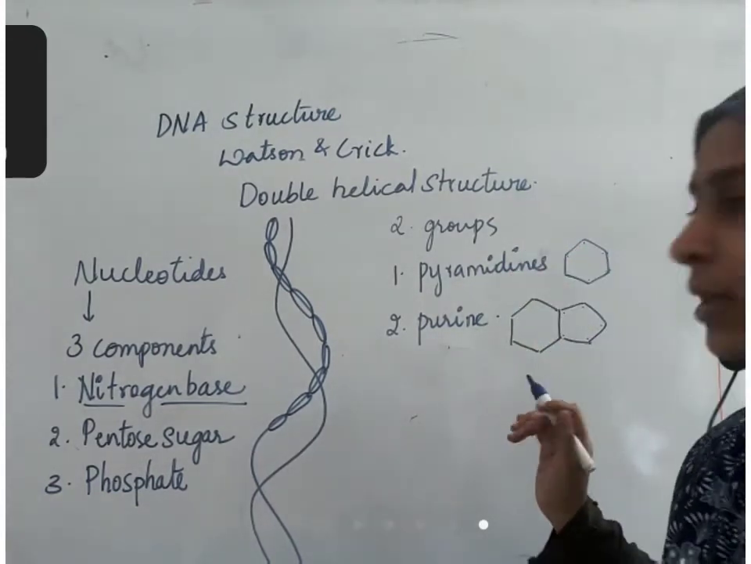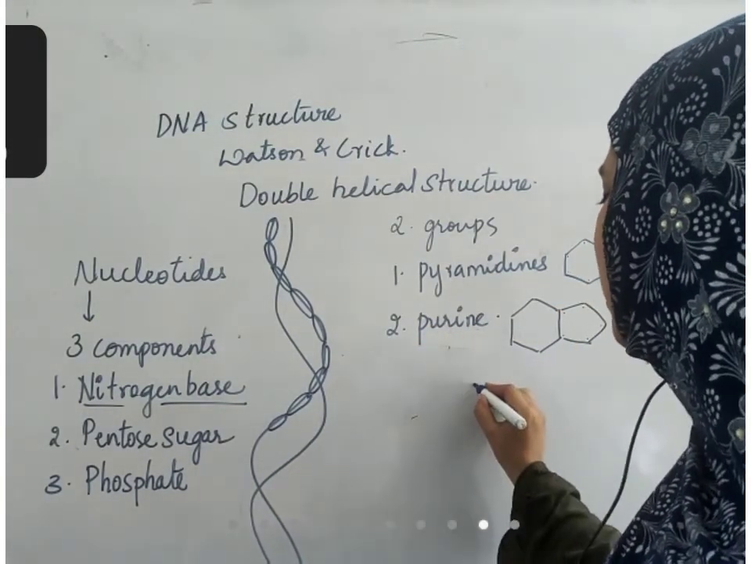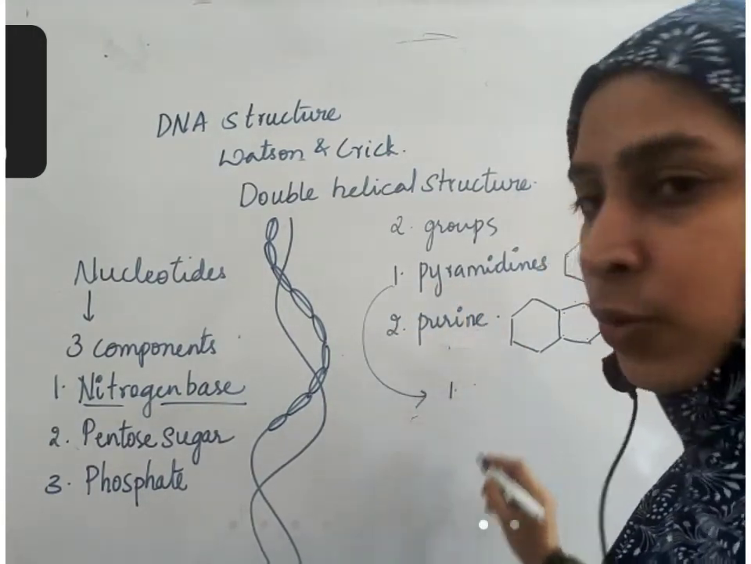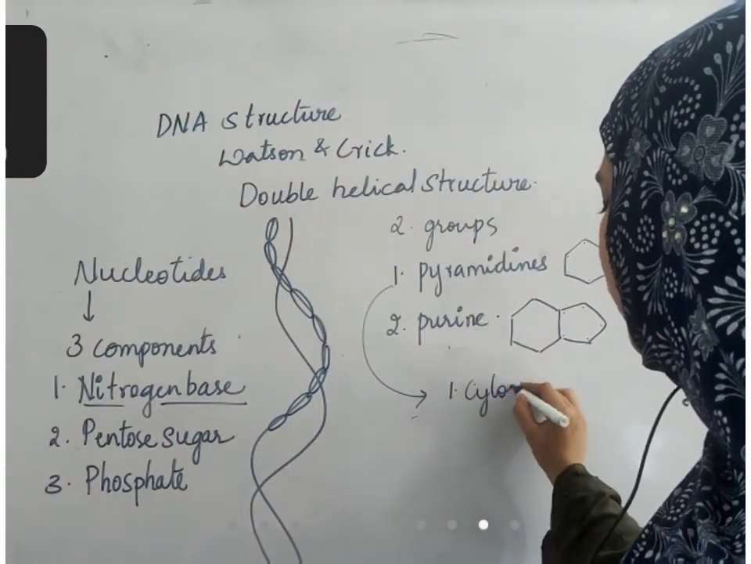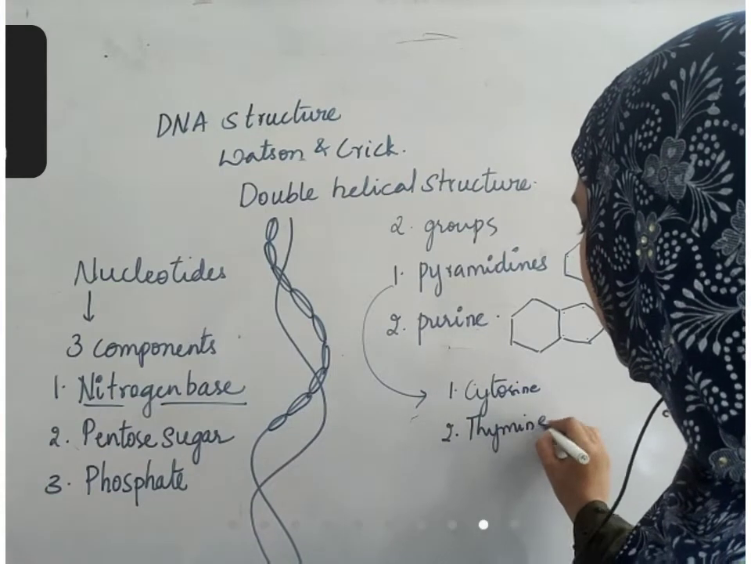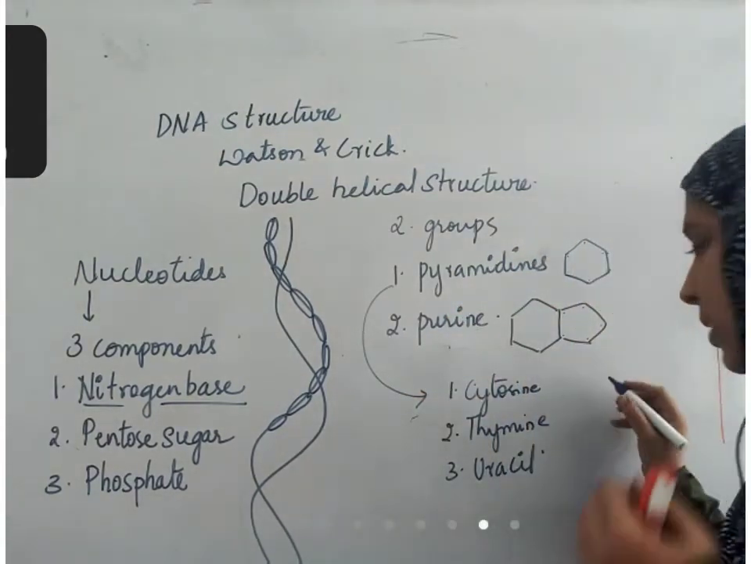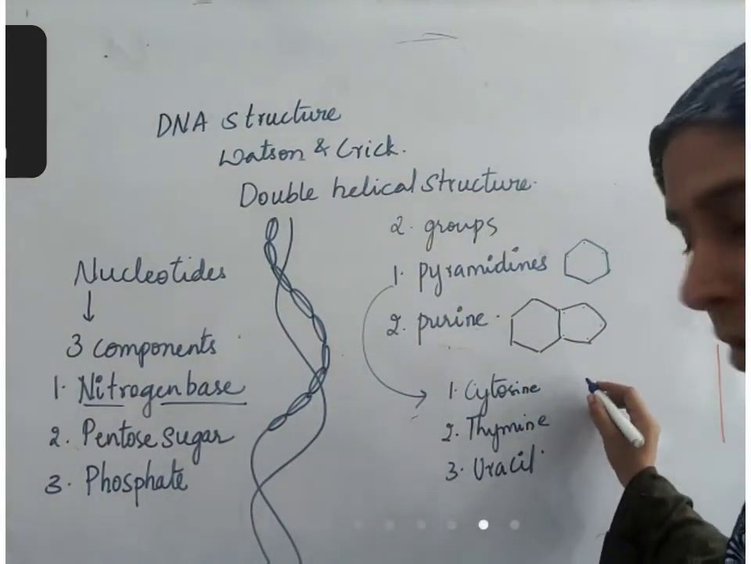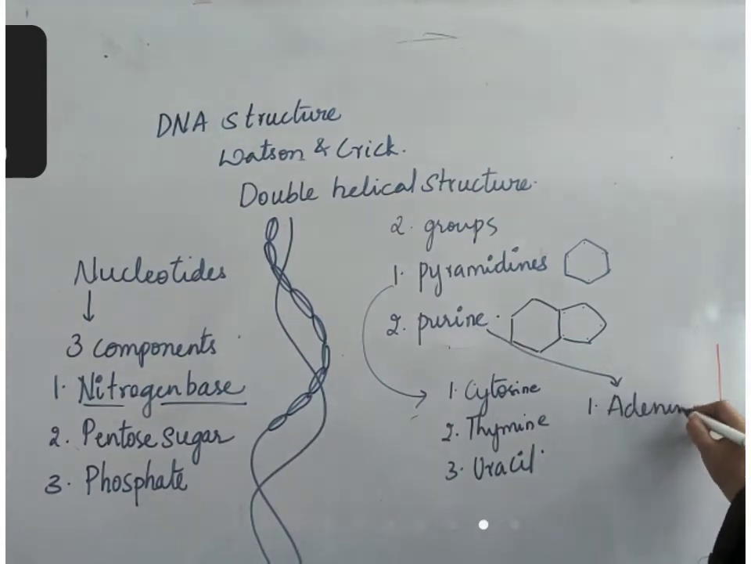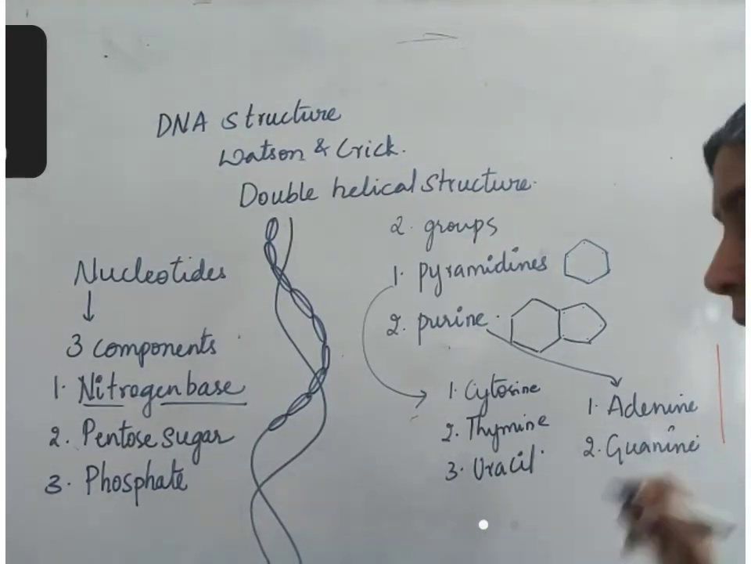How many pyrimidines are there? In nucleic acid molecules, there are three types of pyrimidine molecules. What are they? The first one is cytosine, second one thymine, third one uracil. Next, purines are two types. One is adenine, second one is guanine.